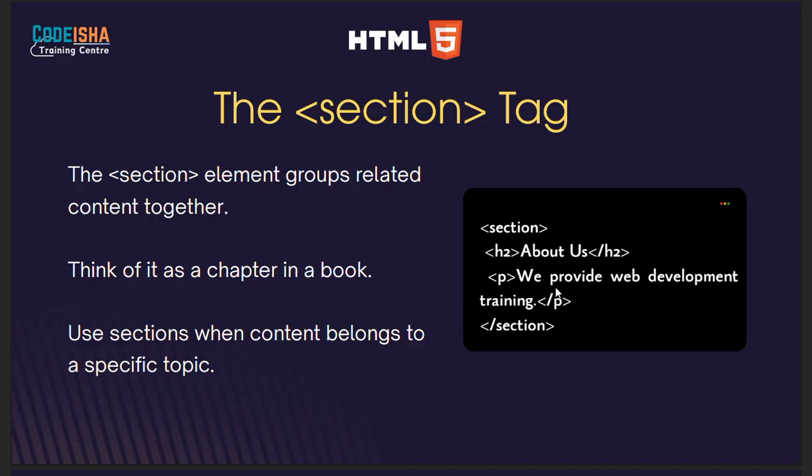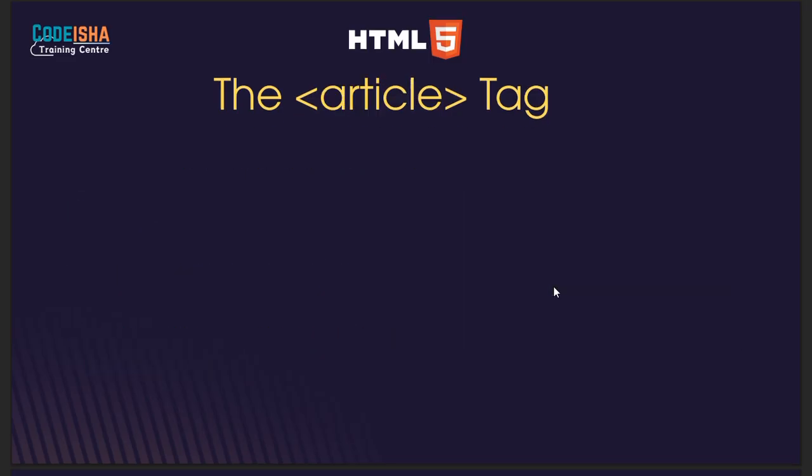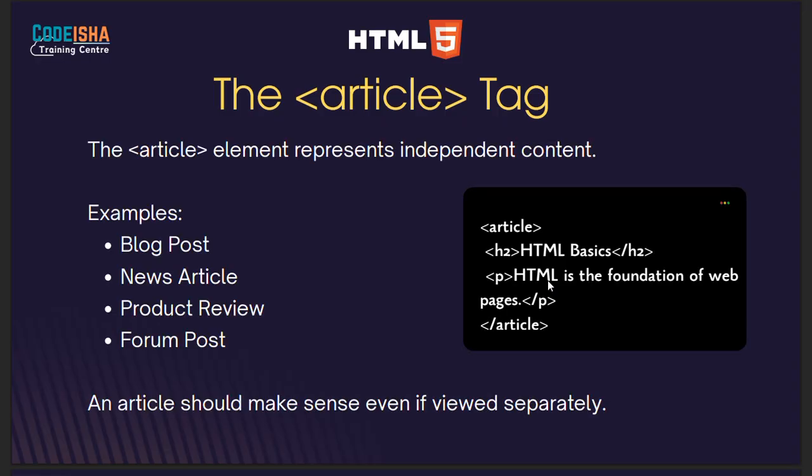Coming to the article tag: the article tag represents independent content, for example blog posts, news articles, product reviews, and forum posts. An article should make sense even if viewed separately. Here is a simple basic piece of code: the article with the main heading topic, HTML basics, and then the passage about it.